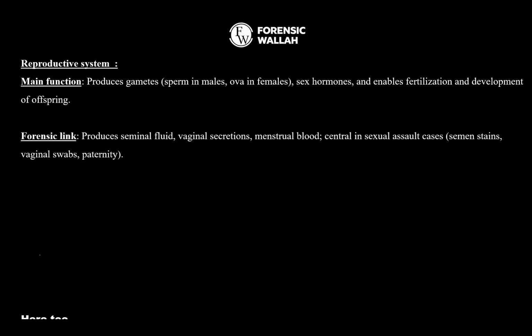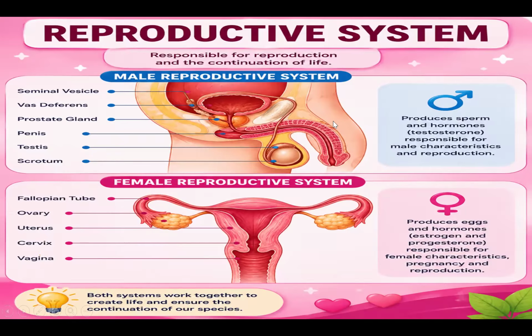Now, at a crime scene, especially in sexual assault and rape cases, seminal fluid, vaginal secretions, and menstrual blood are the important biological fluids that can be obtained. These semen stains and vaginal swabs, or even for paternity testing, these biological fluids are very important. Coming to the reproductive system, this is an image of a male reproductive system, which produces sperm and hormones like testosterone, which is responsible for producing secondary sexual characters in males, for example beard development, pubic hair development, and a hoarse voice.